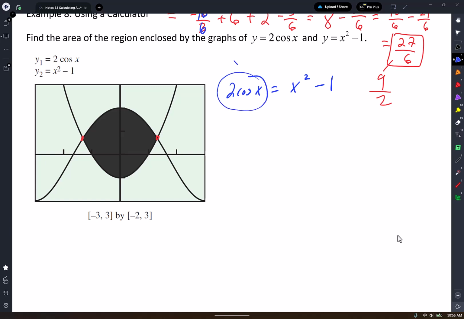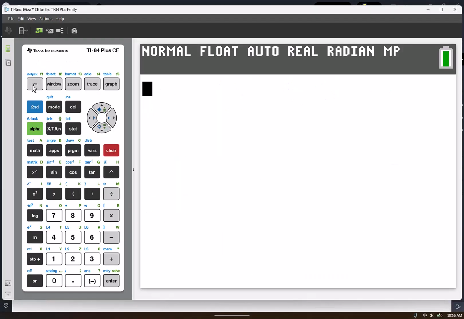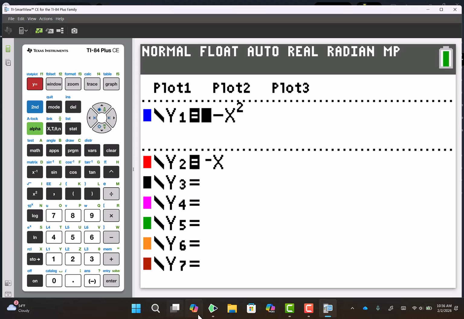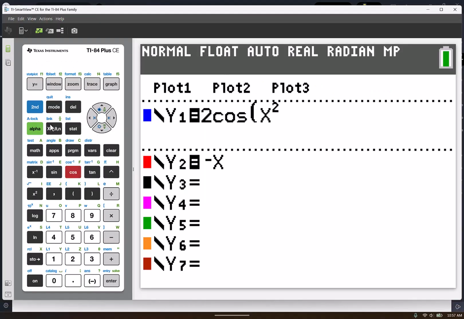Type this into y1. Type this into y2. What was y1? 2 cosine x. What was y2?